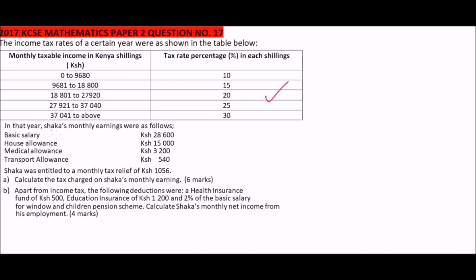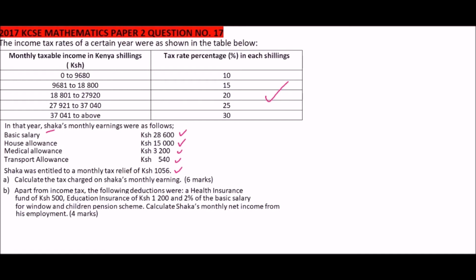So here we are given Shaka's monthly income. We are told he has a basic salary of 28,600, house allowance of 15,000, medical allowance of 3,200, and transport allowance which is 540. We are also told that he is entitled to 1,056 shillings as monthly tax relief. So we are supposed to calculate the tax charged on Shaka's monthly earning.